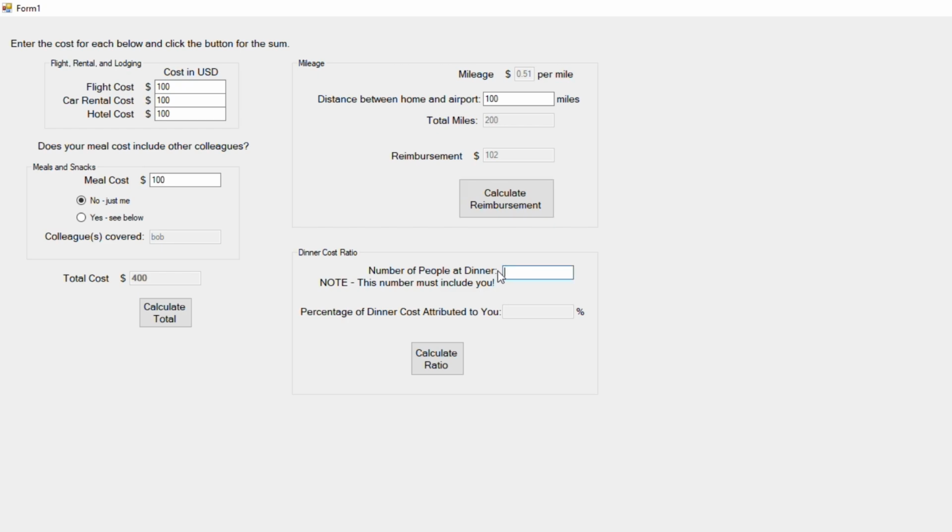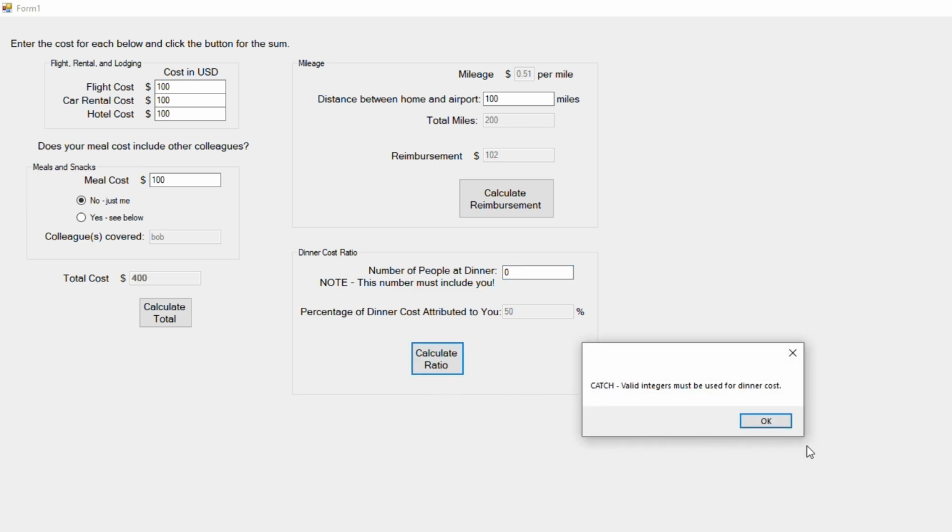divide by zero error. I start off by demonstrating that this calculation uses the meal cost in the left-hand side of the form and takes the meal cost and divides by the number of people. It gives you a percentage of the dinner cost attributed to you.